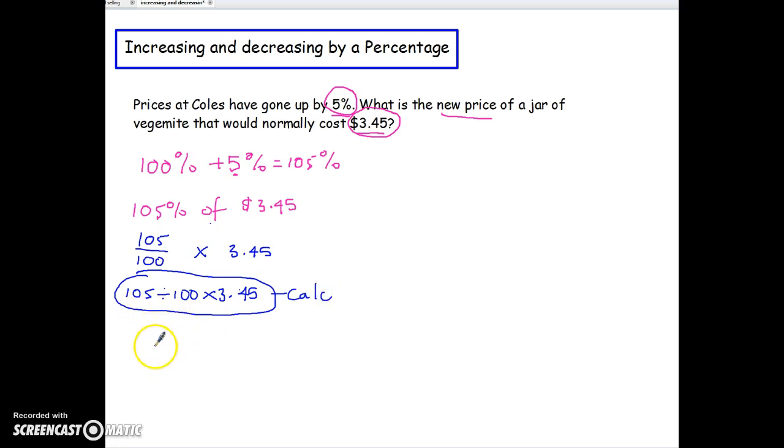And you should get an answer. I'll give you a moment. I want everyone to work that out. I'm not going to tell you yet. So 105 divided by 100 times $3.45.